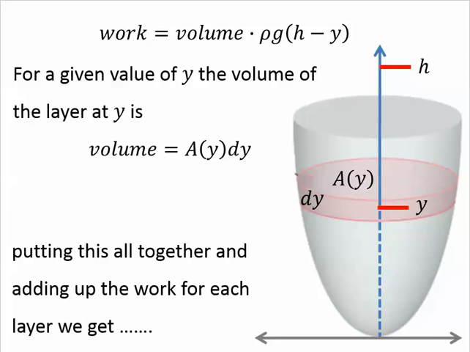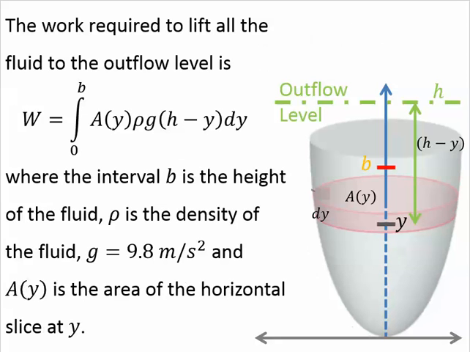Putting all this together and adding up the work for each layer. So we've got our first layer. Just put A of y dy in for volume. So that's just for one layer. Let's add up all the layers, and this is what we get.